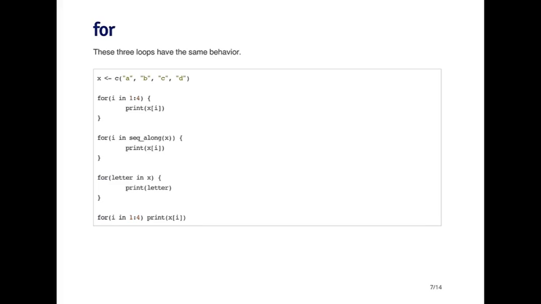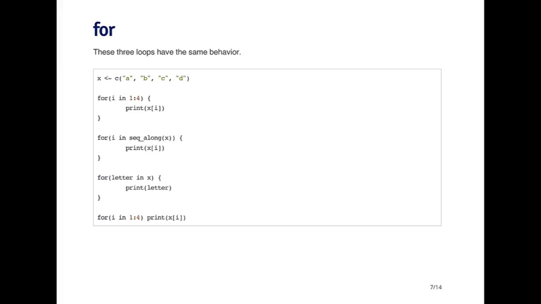So there's different ways to use a for loop. And R is pretty flexible about how you can index the different types of R objects. So here I've created a character vector with the letters A, B, C, D in it. And all of these for loops are equivalent.